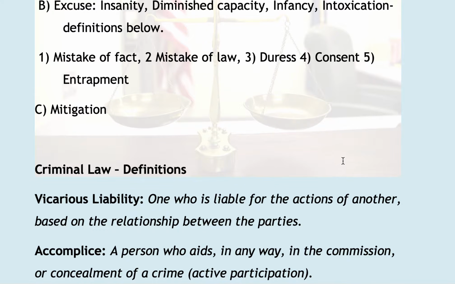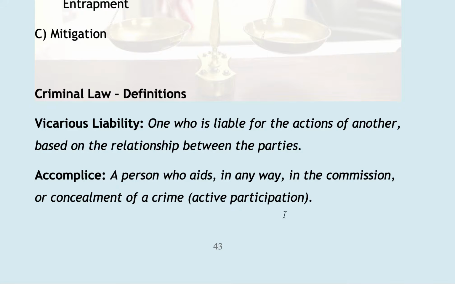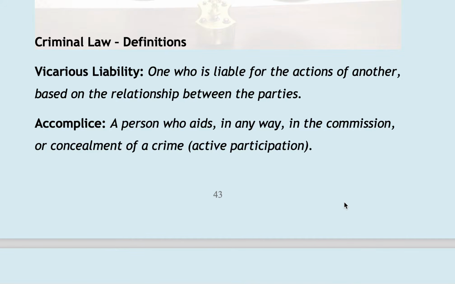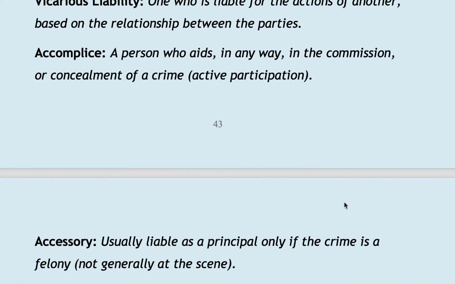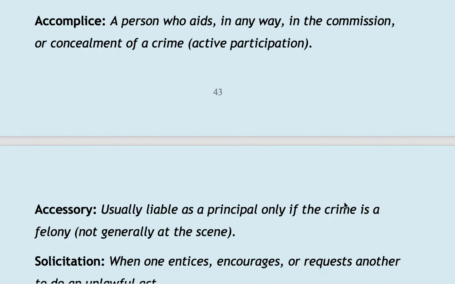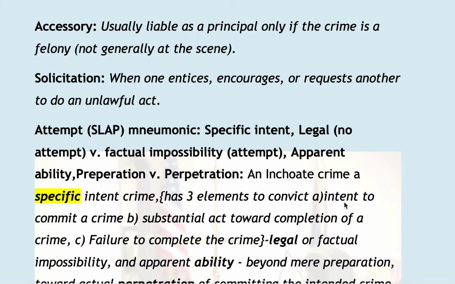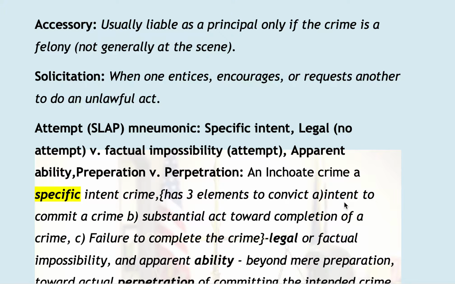Okay, here we go with the definitions. They're pretty much similar, so I'll just go through them here. Vicarious liability: one who is liable for the actions of another, based on a relationship between the parties. Accomplice: a person who aids in any way in the commission or concealment of a crime. Active participation. Accessory: usually liable as a principal only if the crime is a felony, not generally at the scene. Solicitation: one entices, encourages, or requests another to do an unlawful act.